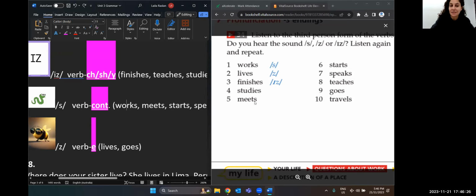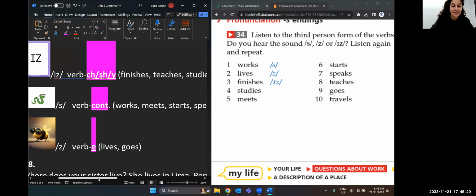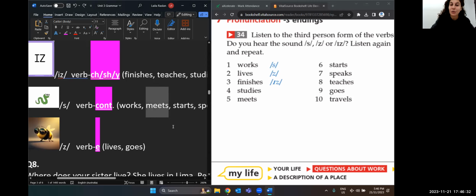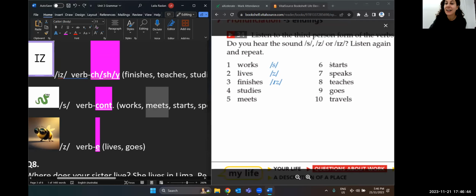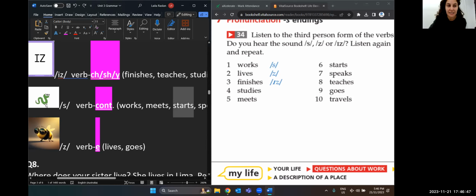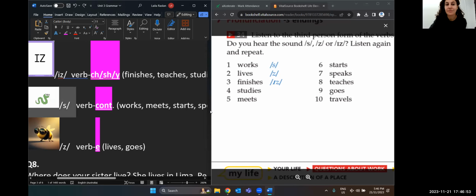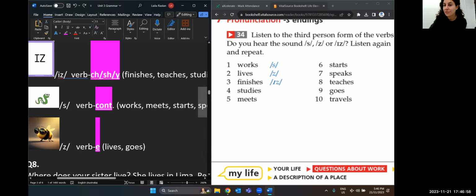Okay, meets. No, it has a snake. Meets. We know because it ends in a consonant, so it must go on this rule with the snake sounding ending. Meets. Like snake. Starts. That's the snake sound, so make sure you put this symbol. Speaks. The snake sound. Teaches. It has the IZ, so teaches.